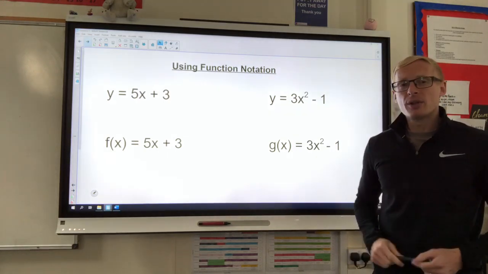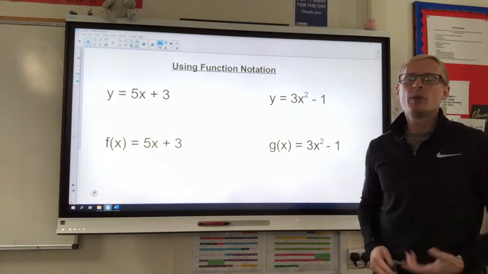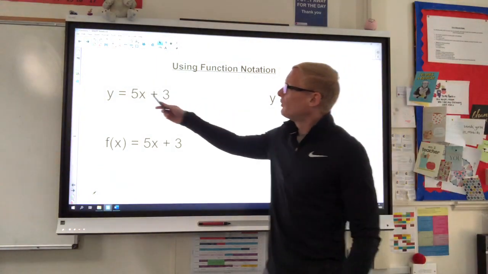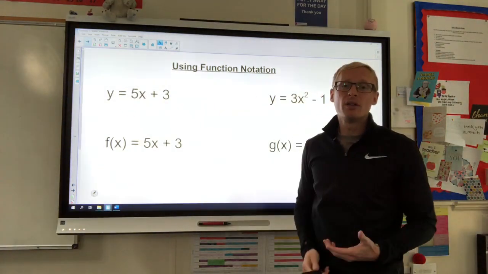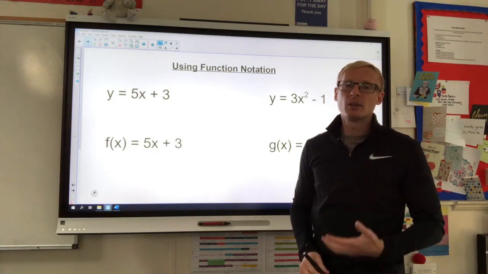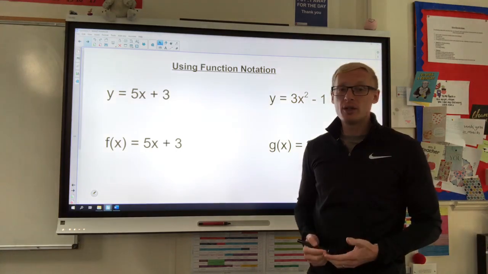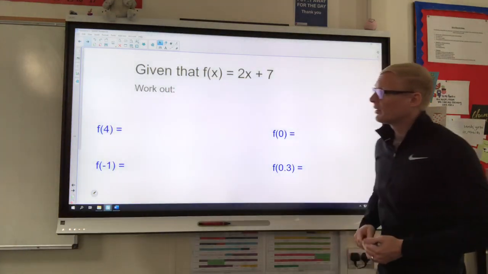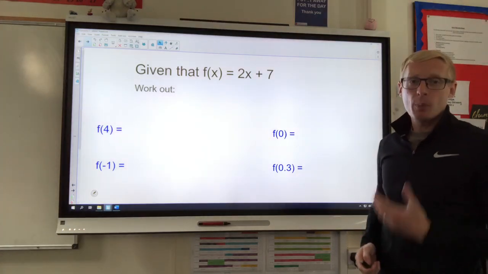Now what it also allows us to do is substitute in a bit quicker and a bit neater. So if I wanted to know the value of y when x equals 5 here, I would write that as work out the value of y when x equals 5. But with function notation, we can do that quicker. So we're looking at something like this. So again, I'd like you to copy this down.